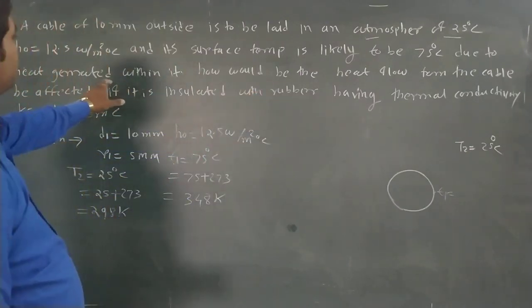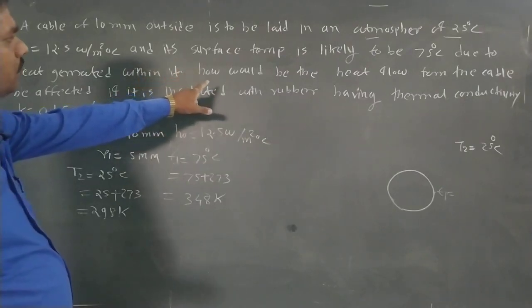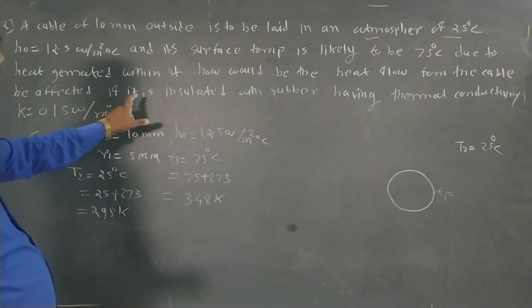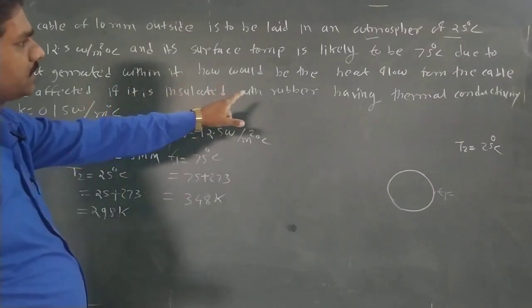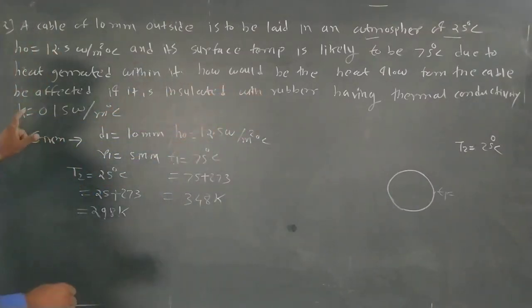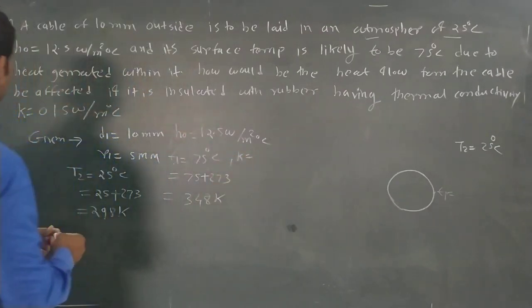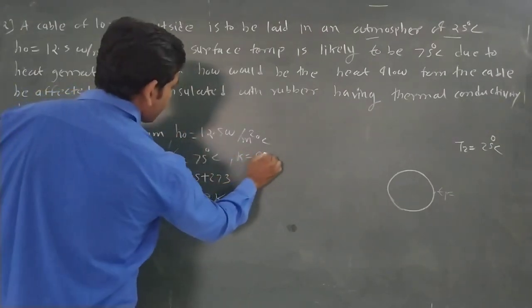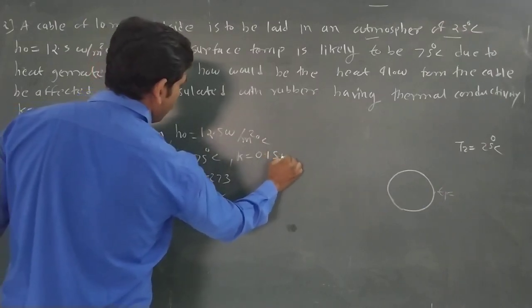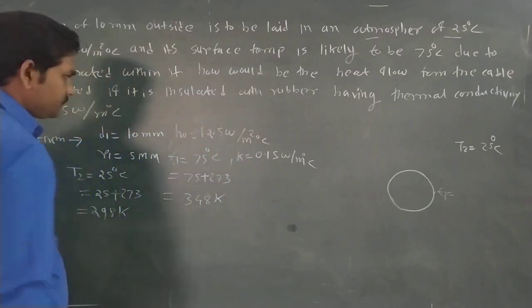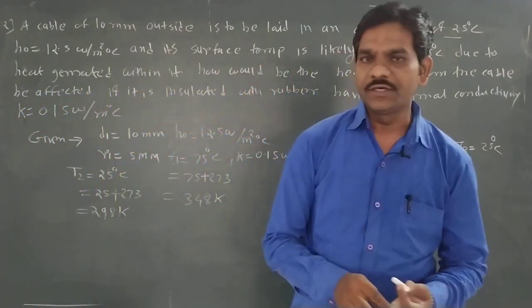Due to the heat generation within it, how will the heat flow from the cable be affected if it is insulated with a rubber having thermal conductivity K? The thermal conductivity is given here: K is 0.15 watt per meter degree Celsius. Okay, so I will write down all this given data.